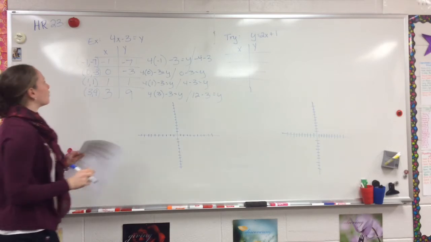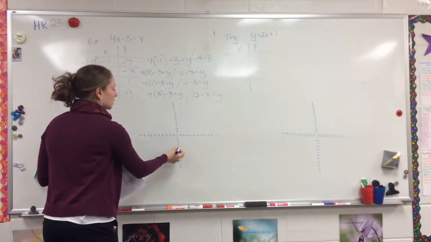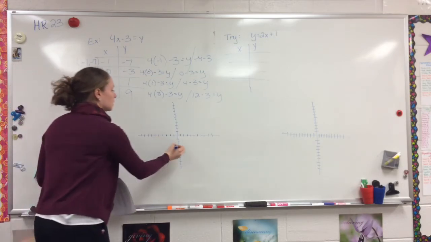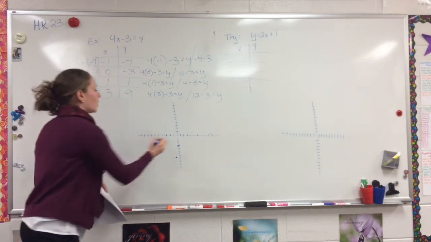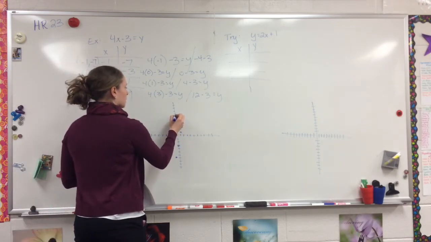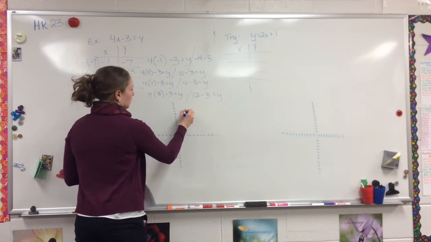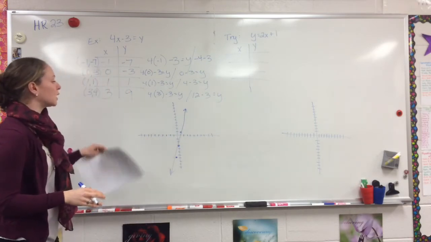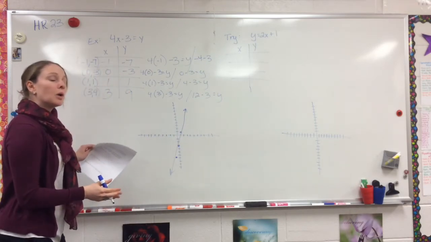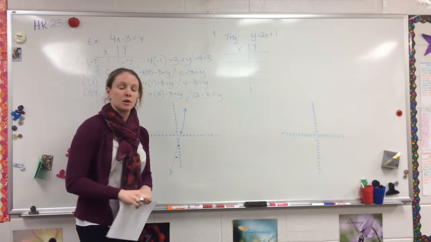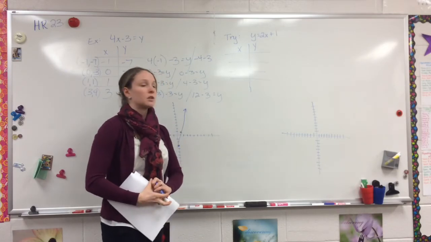Excuse that it's not a perfect graph, but (-1, -7), (0, -3), (1, 1), and (3, 9). If I could draw perfectly, you'd see that was a straight line. And because you could put any input you want, these go on forever in both directions. I'd like you to go ahead and try this next one on your own. So pause the video here and give it a try.